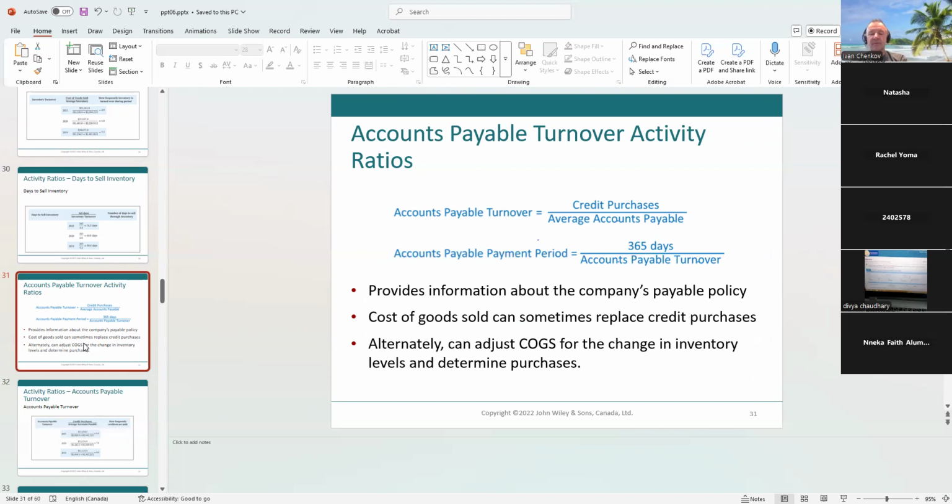That will give us a number, and then we can check the company policy and how many days the company usually pays accounts payable. If the company pays accounts payable in 30 days, but this number suddenly shows 45 days, that means you're not following your payment policy.